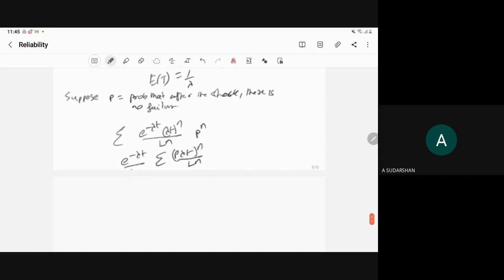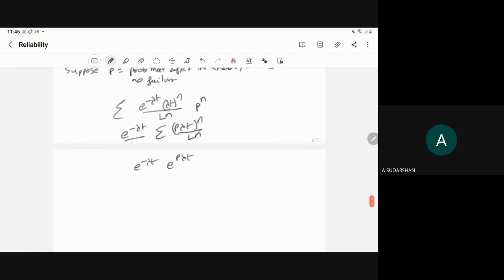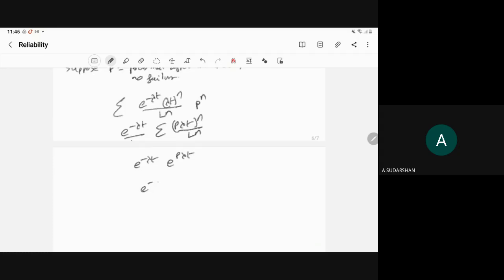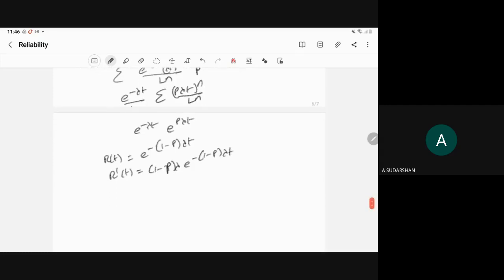So what is this summation? E to power minus lambda t, and this summation is e to power p lambda t. So this can be written as e to power minus (1 minus p) lambda t. So if the reliability is this, and you compute R dash t, it will give you (1 minus p) lambda e to power minus (1 minus p) lambda t. This is what the f_t is. It means T follows the exponential distribution with parameter (1 minus p) into lambda.